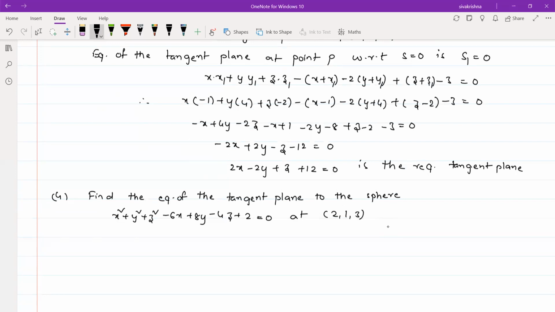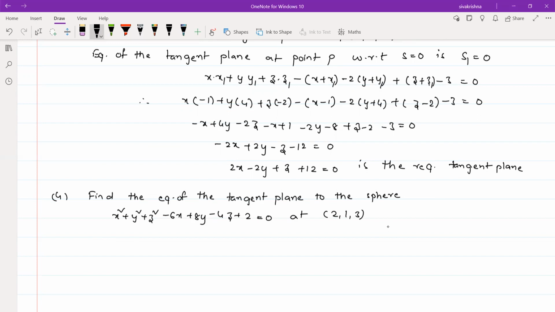And coming to the coefficient of x, we are having minus 6x. That can be written as minus 3 into 2x, so we take minus 3 common, so that we get minus 3 of x plus x1. Similarly, 8y can be written as plus 4 into y plus y1. And minus 4z can be written as minus 2 into z plus z1. That is S1. After writing S1, we have to substitute the point 2 comma 1 comma 3 in place of x1, y1, z1. Then we get the required tangent plane for the given sphere equation.